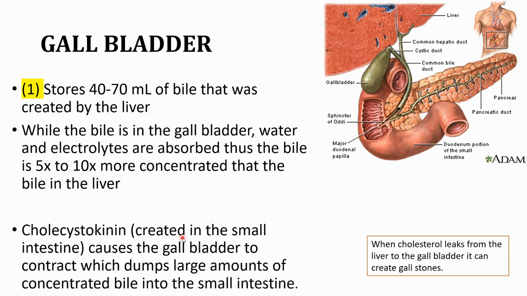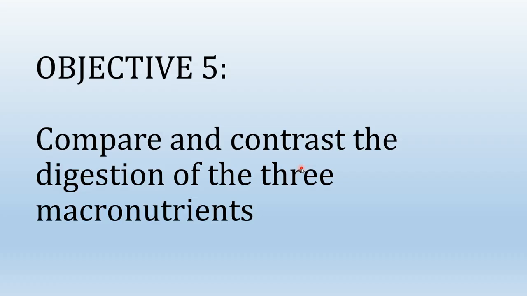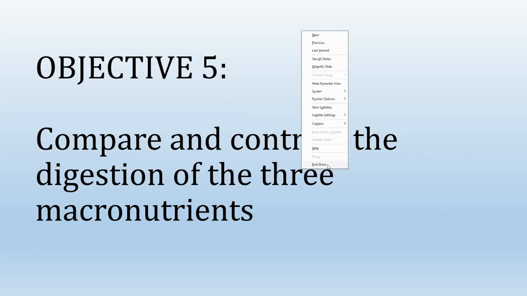Cholecystokinin, created from the small intestine, causes the gallbladder to contract, which dumps large amounts of bile into that small intestine. And that concludes Objective 4.